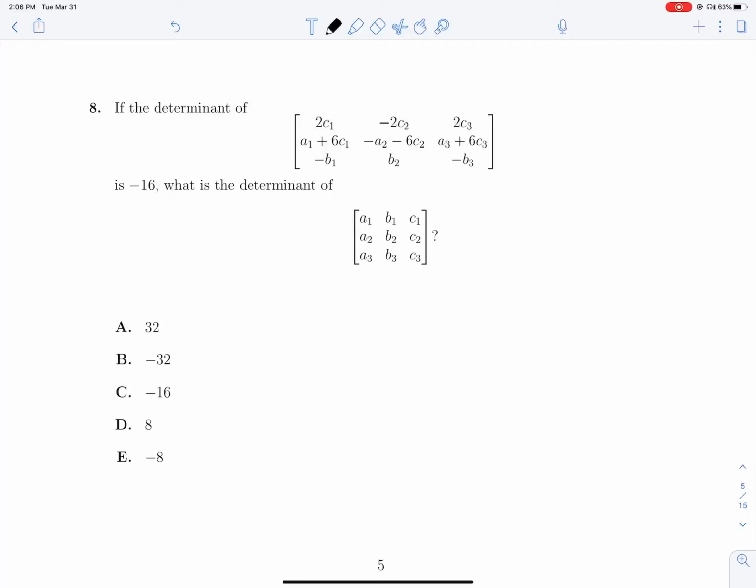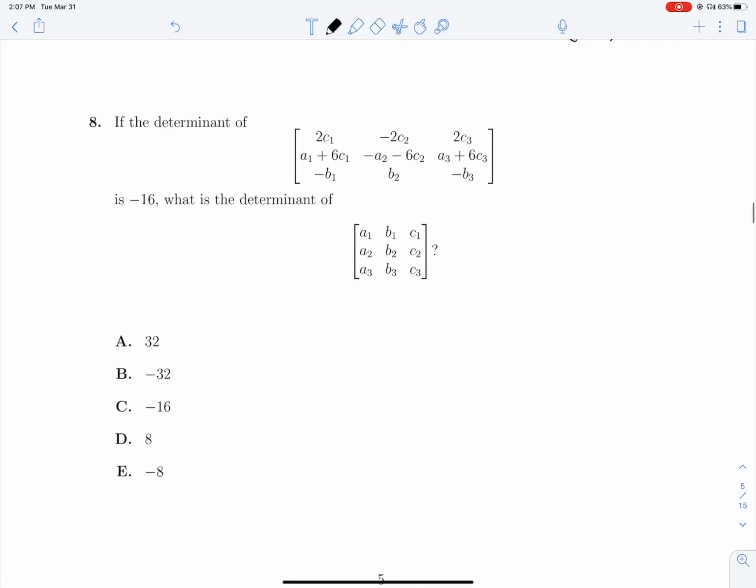So pretty much we're going to have to apply the rules that we know about the properties of determinants under different row operations, and we'll be able to figure out what it will take to take this determinant of negative 16, apply a bunch of things to this matrix, and turn it into this, and we'll be able to keep track of the determinant as we go.